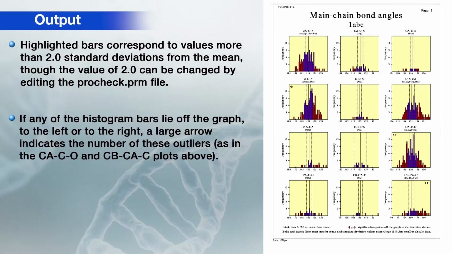So, if any of the histogram bars lie off the graph to the left or to the right, a large arrow indicates the number of these outliers, as we can see in the CACO and CBCAC plots above, which can be seen in the right hand side graph representation.